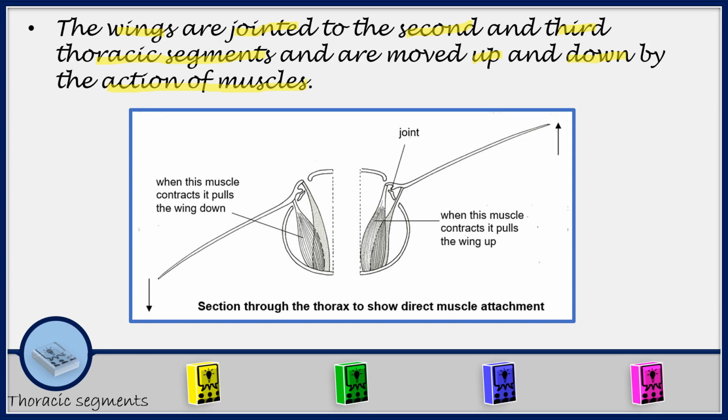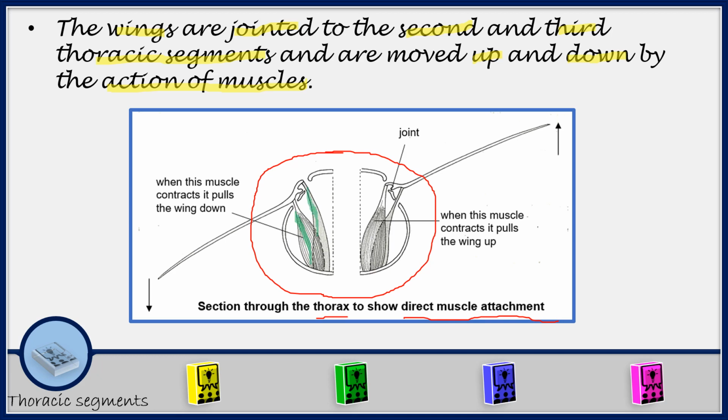Now we shall look at our insect here. Let us try to understand here. This is a section through the thorax that shows direct muscle attachment. This is our thorax, which has been cut through transversely, and we are able to see what is inside. Now inside, we can see that there are muscles. We can see a group of muscles. There is this muscle here, and there is also this muscle here.